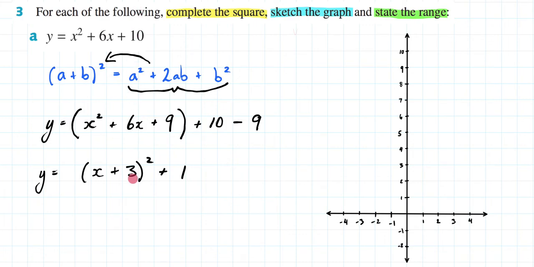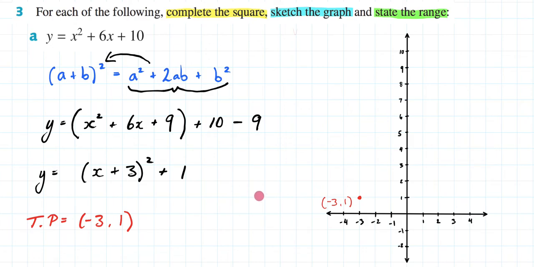Having done that, this is far easier to sketch now because I can figure out what my turning point is going to be, which will be negative 3 and 1. So that means my turning point is going to be here, and I should put in the coordinate. So that's going to be negative 3 and 1 there. I know that my graph is going to go up like this, which means it's going to cross my y-axis. So to find what my y-axis intercept is going to be, I'm going to have to let x equal 0.